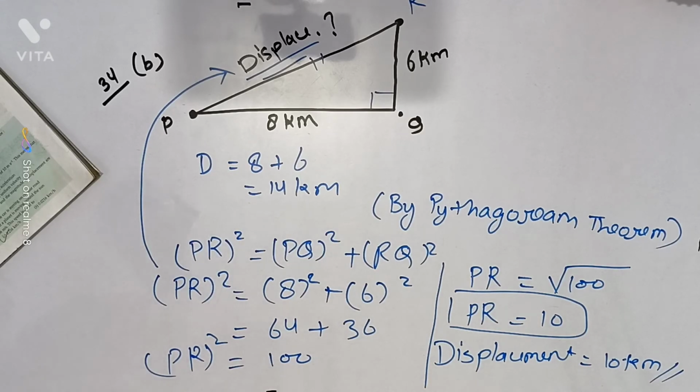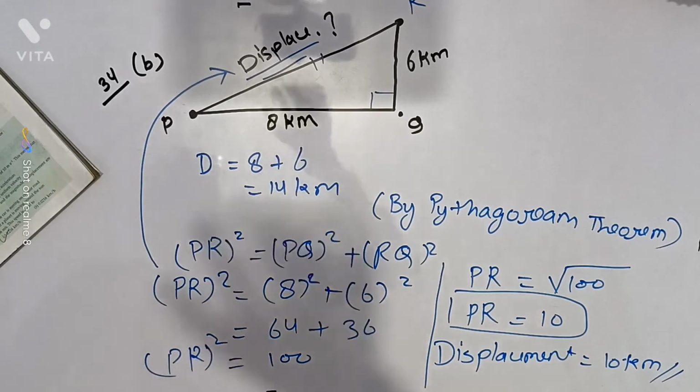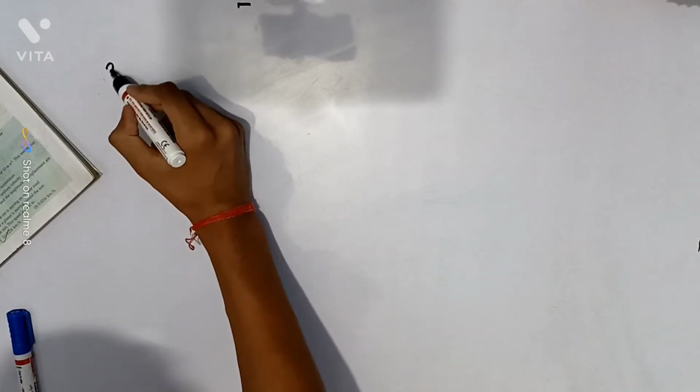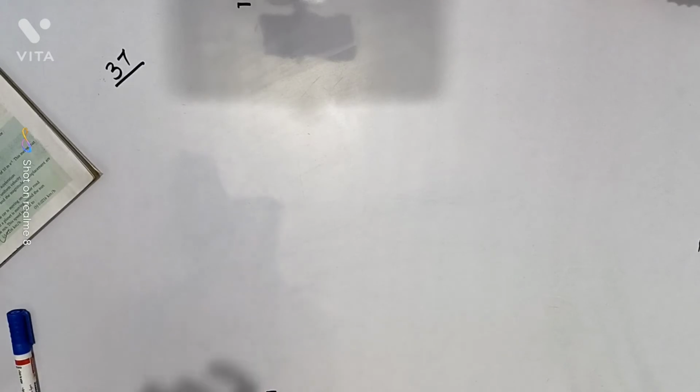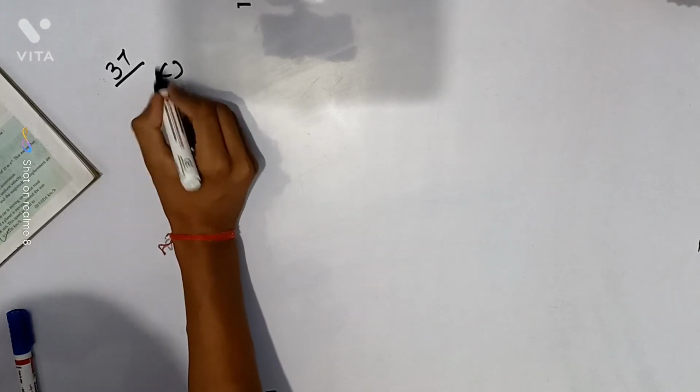Now let's see the 37C part numerical. So friends, first of all I want to clear that in this video lecture I am only discussing the numericals of Eschan book, not the basic question and answers that are given. So we are discussing only the numericals. So let's see the 37 part C numerical.